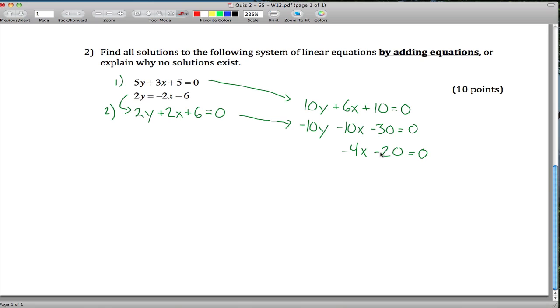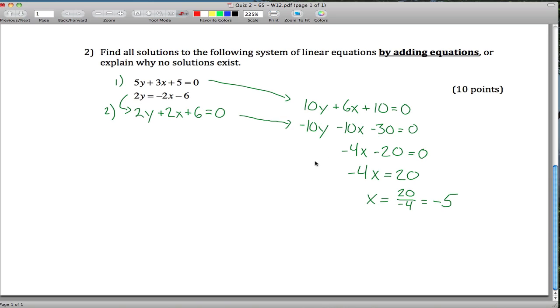So now we have to solve this equation. One way to do it would be add 20 to both sides. And you get negative 4x equals 20. And then divide both sides by negative 4. You get x equals 20 divided by negative 4, which is negative, right? Because a positive divided by a negative is a negative. And then 20 divided by 4 is 5. So we figured out that x is equal to negative 5.